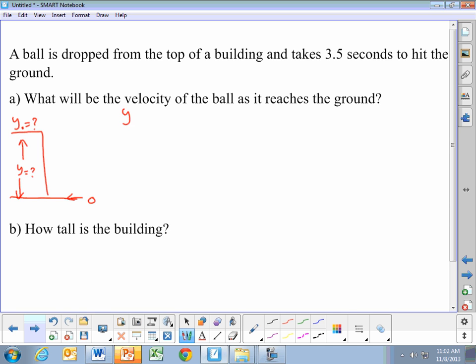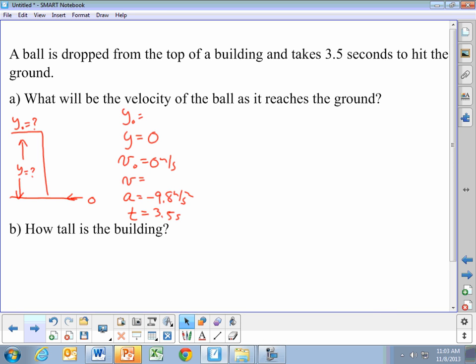So setting things up, my initial height, I don't know. My final height, I do know, is going to be 0 meters. My initial velocity is going to be 0 meters per second because it's being dropped from rest. I'm not sure what my velocity is right before it reaches the ground. Again, it's free fall, so I know that the acceleration is negative 9.8 meters per second squared. And I know that it reaches the ground after 3.5 seconds. So I'm trying to find the velocity at this time, and I'm trying to figure out what height it fell from if it has a position of 0 at that time.